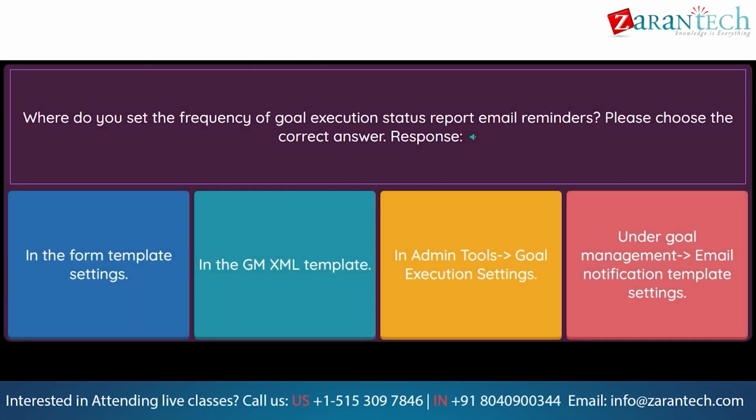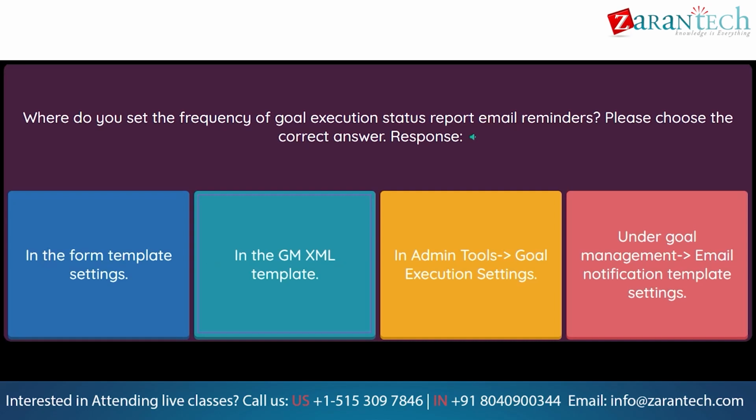Question: where do you set the frequency of goal execution status report email reminders? Please choose the correct answer. Response: Option 1 in the form template settings. Option 2 in the GMXML template. Option 3 in admin tools-goal execution settings. Option 4 under goal management-email notification template settings.